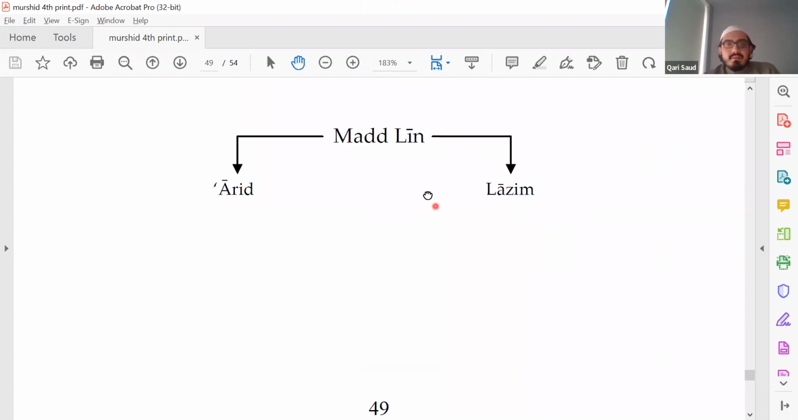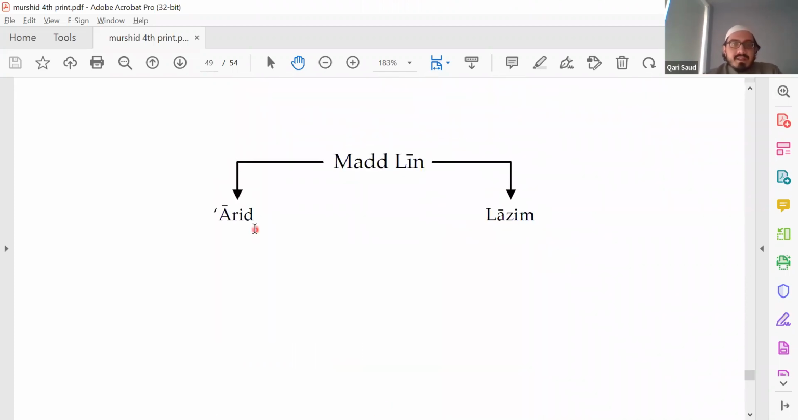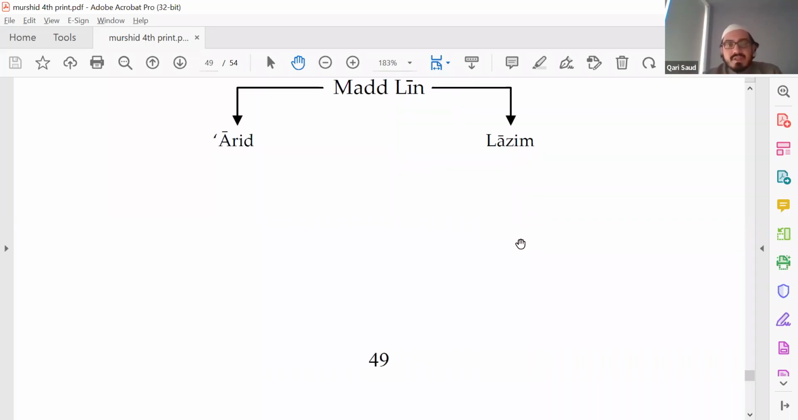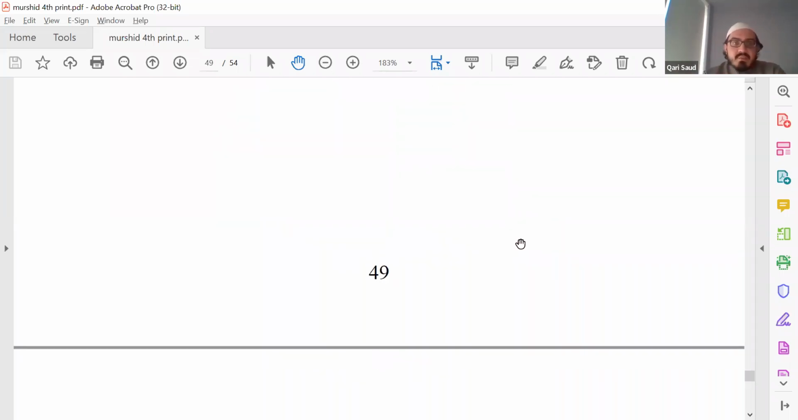And then we have mad lin. We can have arid, like sayfin, right, or khawfun, if you continue. Or mad lazim, it's always there, like ayn, okay. And those are the only two examples. I mean, the ayn is the only example in the Quran.